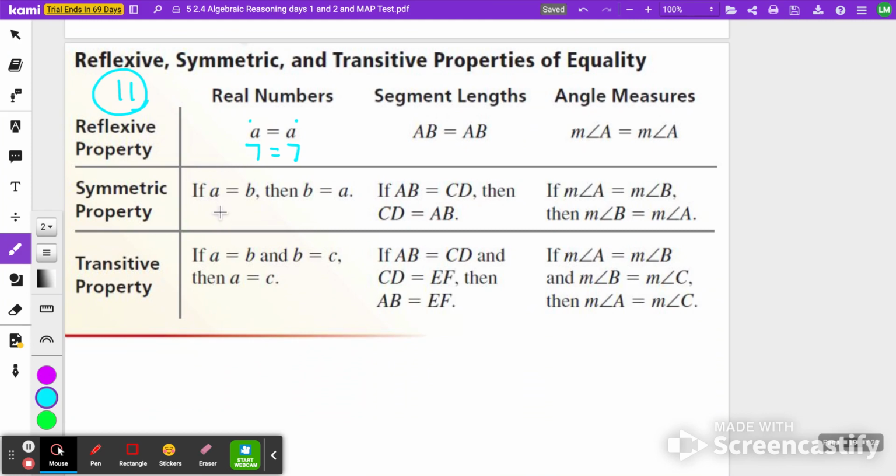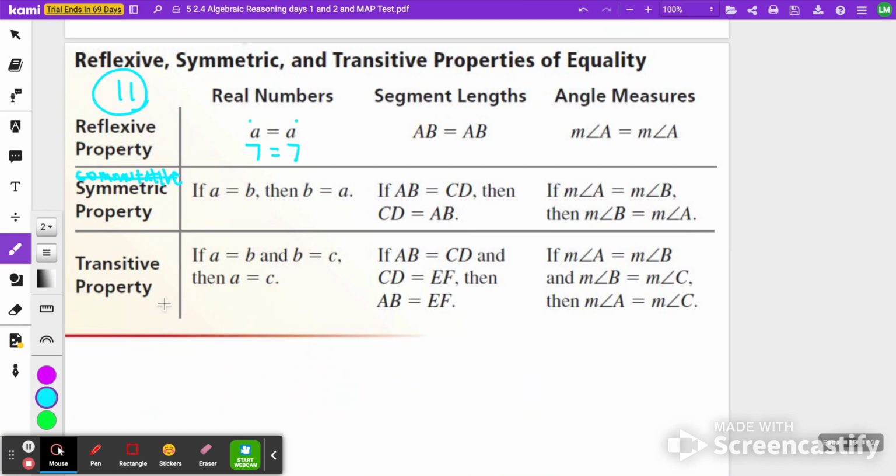The symmetric property is just switching that around. If A is equal to B, then B is equal to A. Sometimes you may have seen this in the past, consider the commutative property, and that could be something that you could think about, but today we're going to be calling it the symmetric property. Then if you have a segment length, AB is equal to CD, then CD is equal to AB, and if angle measurements, it'd be the measure of angle A is equal to the measure of angle B, then the measure of angle B should be equal to the measure of angle A.